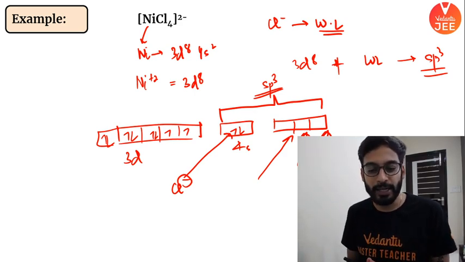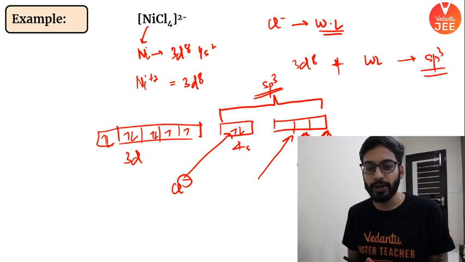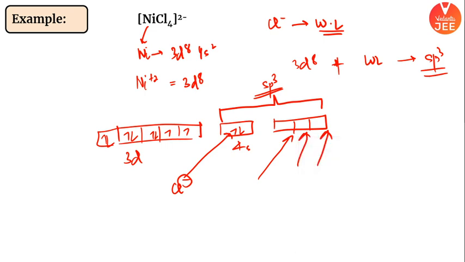Is this point clear, beta? सबको समझ आया? Is this point clear? I hope I am able to reach every one of you and you are understanding. क्लियर है? तो ट्रिक क्या है? 3d8 plus weak ligand always, always, always will give us tetrahedral. Correct? बहुत बढ़िया. Easy. I'm liking it.